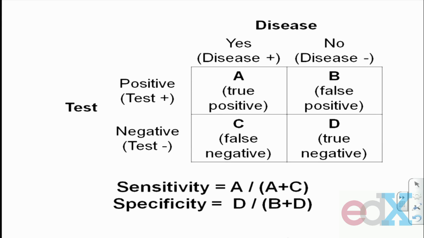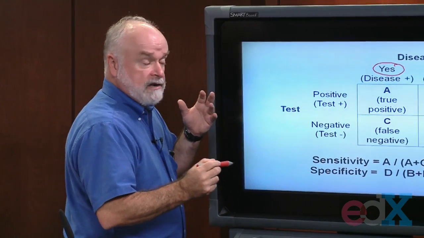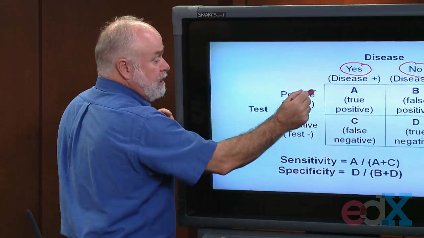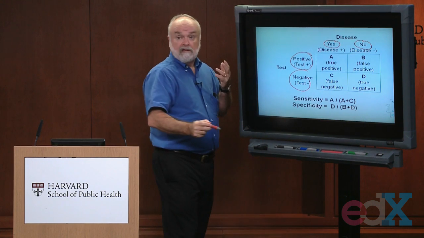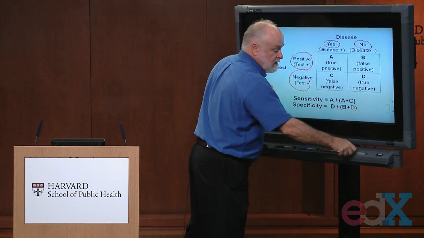Here are the formulas that Marcello gave you before, just to make sure we're all on the same page. What do sensitivity and specificity refer to in this detectable preclinical phase? People either have the disease or don't have the disease in the detectable preclinical phase. What our test is going to do is label people as either positive or negative. What does specificity refer to and what does sensitivity refer to?